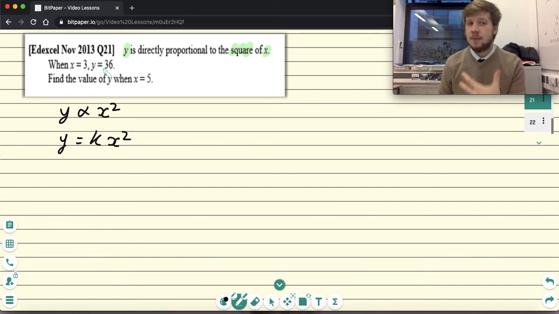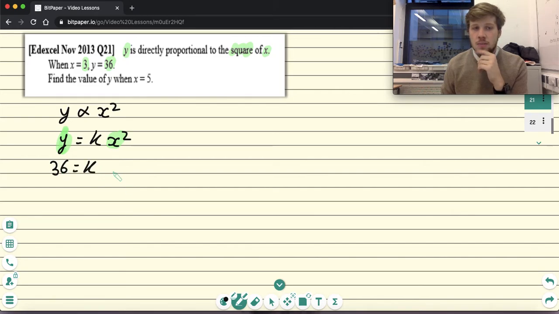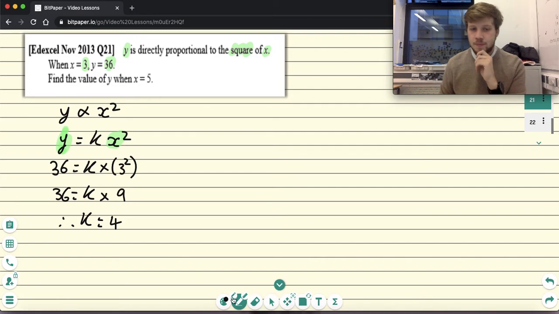So I do the same thing now. I'm given a point, I'm going to substitute them in. X is 3, y is 36, so I'm going to swap them for these two values. So y is 36, and that's going to be equal to some multiple k, and I'm going to put this in brackets because it is 3 squared. So 36 equals k multiplied by 9, therefore dividing by 9, k is going to be equal to 4.